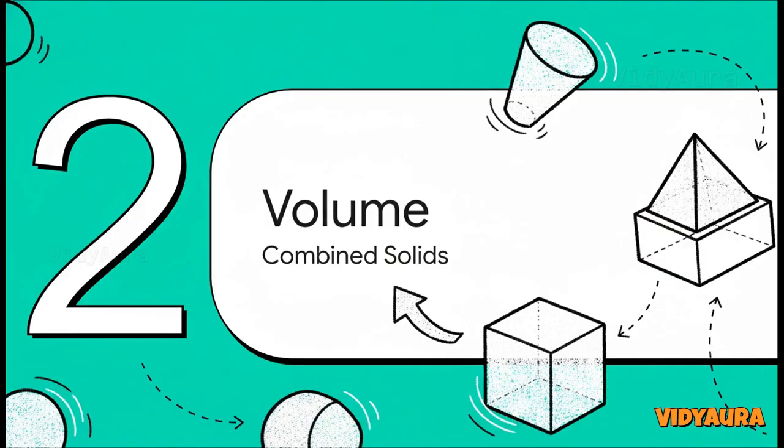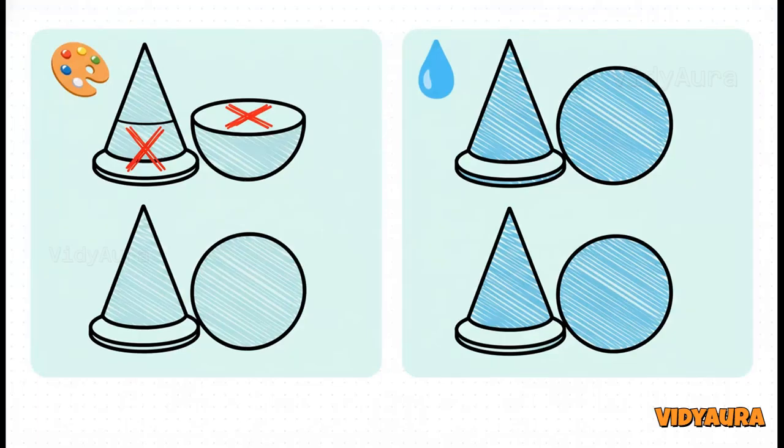So let's move on to part 2, which is volume of combined solids. And I've got some really good news for you. This is way, way easier. So what's the difference? Well, for surface area, we had to be all careful and only add the outside parts. But for volume, forget all that.